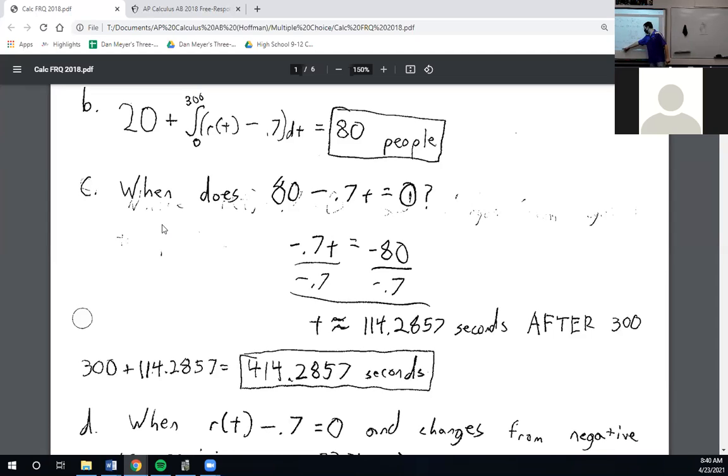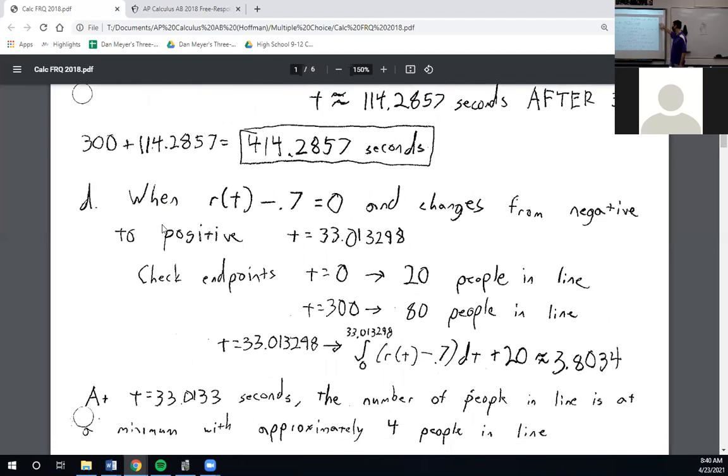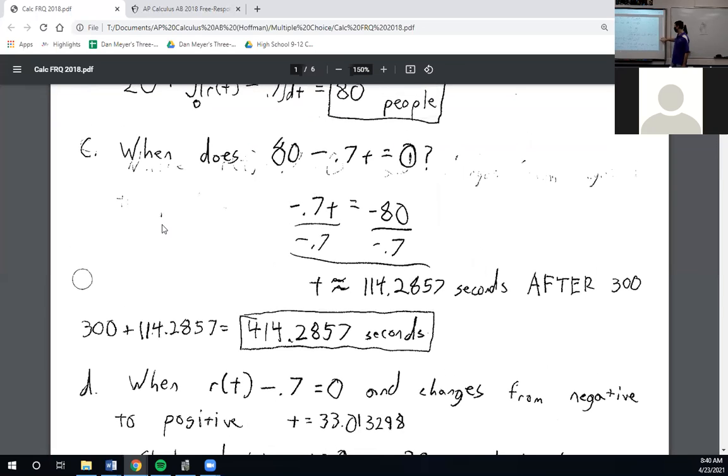So put that function in the calculator and try to plug in your points. It equals 0 and changes from negative to positive. So my candidate for the minimum from there is 33.01. So it's between that and my endpoints.